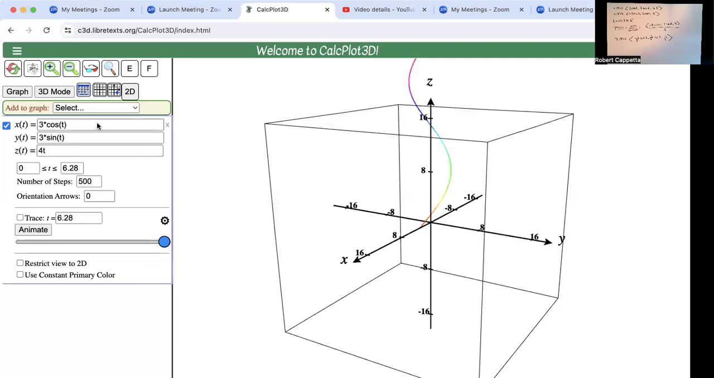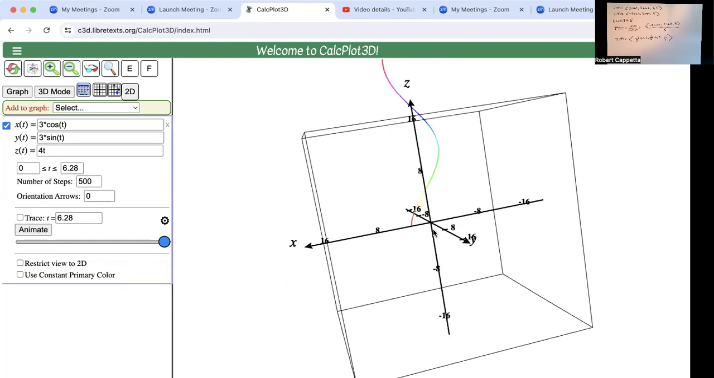So here's our helix. Notice how I have it programmed. X of t is 3 cos t, y of t is 3 sine t, z of t is 4t. I'm going from 0 to 6.28, so about 2 pi. Obviously, 4 times 6 is 24, so that's beyond our frame here, which is going up to 16. And this is what our helix looks like.